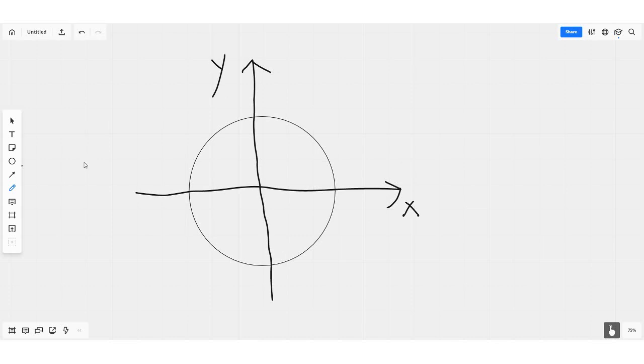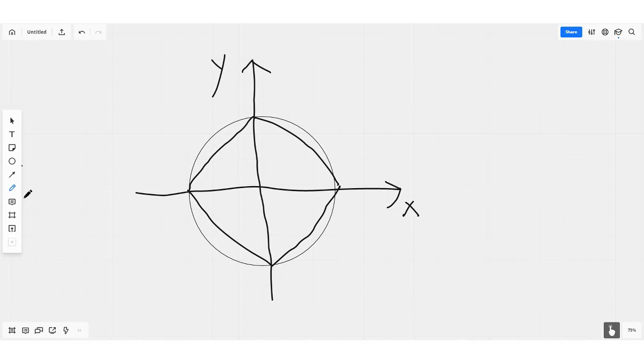Let's start first with a square inscribed in the circle. We can draw the square like this. So as you can see, the square is made up of 4 isosceles triangles.